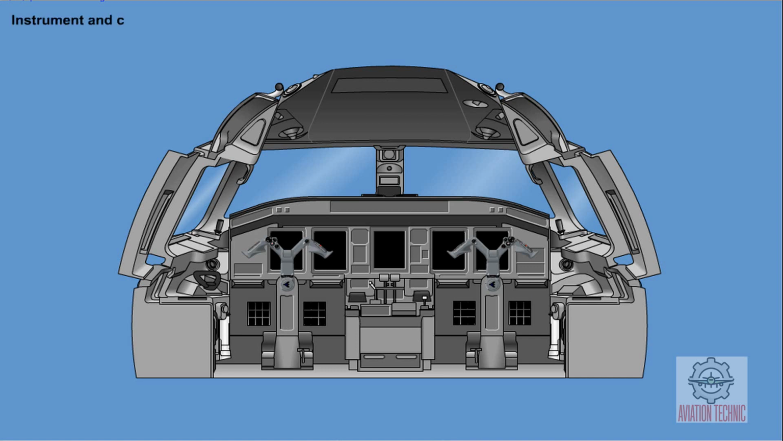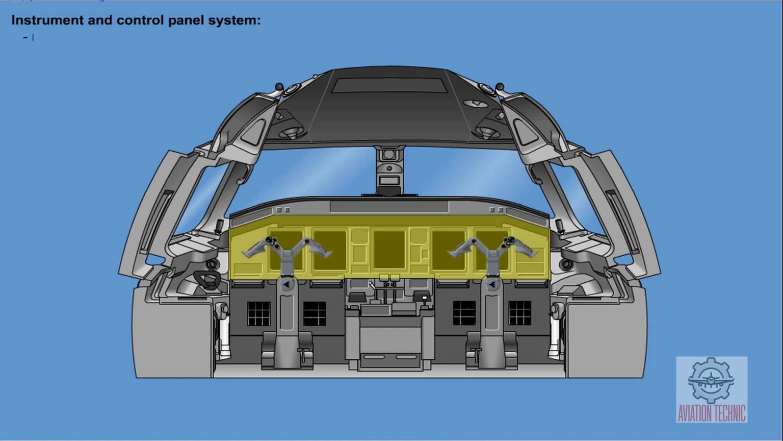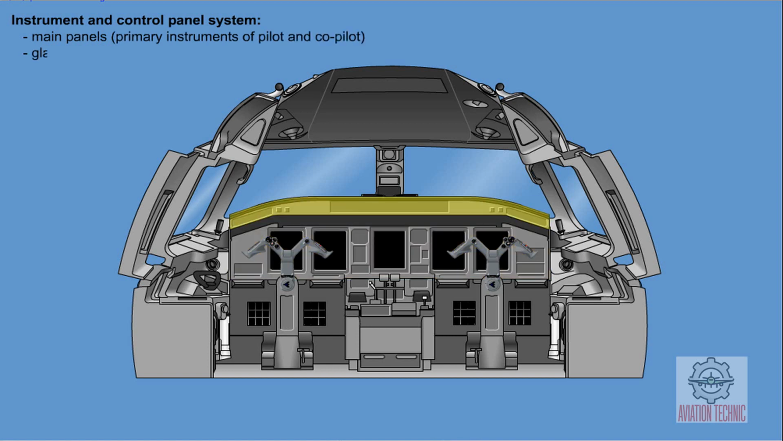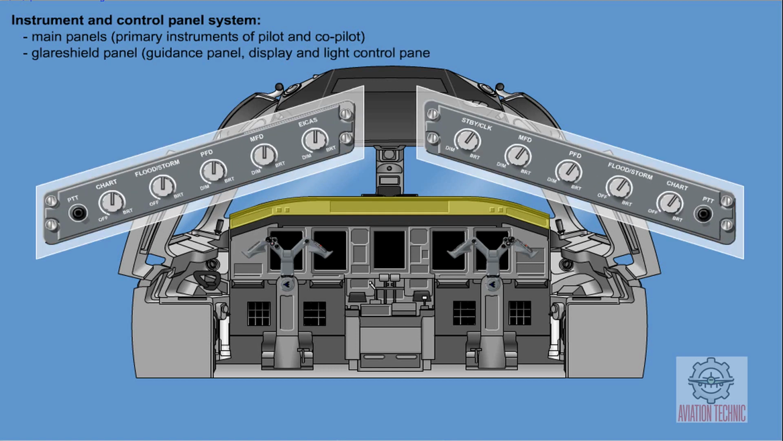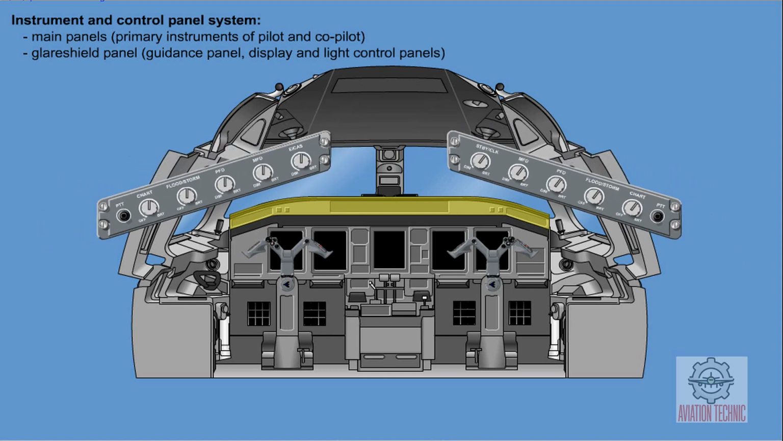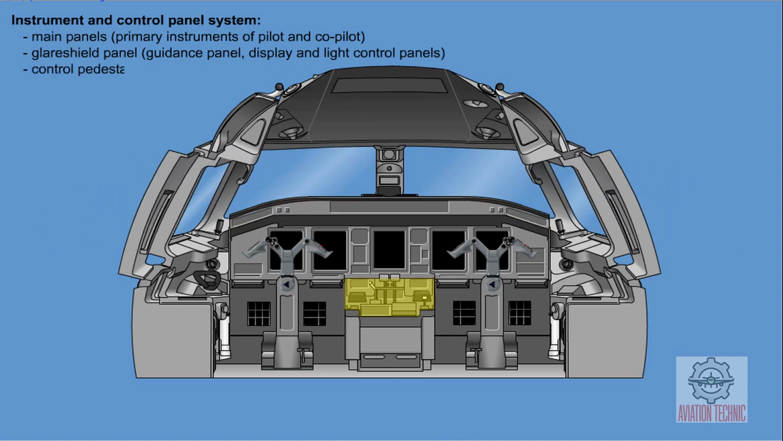The instrument and control panel system includes all fixed or movable panels and their components. The system is divided into several subsystems. The main panels, which include the primary instruments of the pilot and the co-pilot. The glare shield panel, which includes the guidance panel, the display and light control panels. The control pedestal and the overhead panel, which consists mainly of arrays for controlling the aircraft systems.